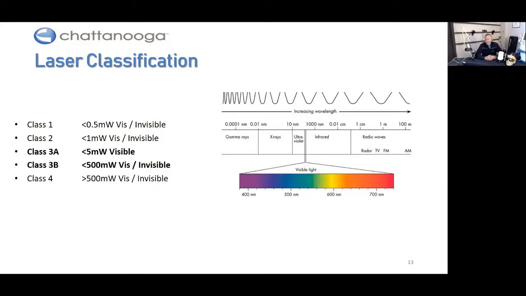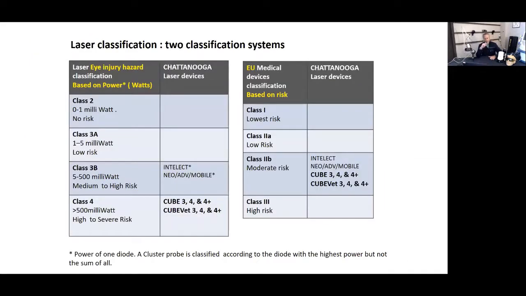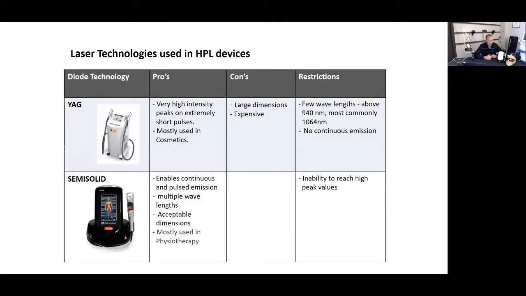So a class 3 laser is less than 500 milliwatts. Class 4 is greater than 500 milliwatts, and that's per diode, right? When we look at this eye injury hazard classification, we can see that in our therapeutic market, we have both class 3 and class 4 lasers. Like I said, anything that can generate heat can be potentially detrimental.